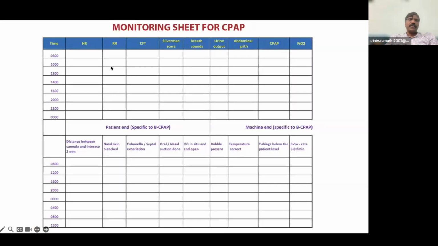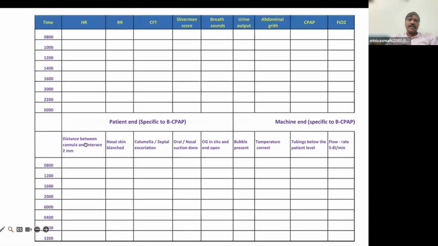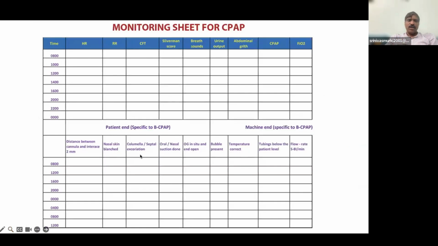So this is a monitoring chart which has baby monitoring like heart rate, respiratory rate, Silverman score, breath sound, urine output, CPAP pressure, and FiO2. You have the patient interface monitoring, where you look at the distance between the columella and the interface. You look at whether the nasal skin is blanched or not. The columella septal aspiration, constantly look for that.